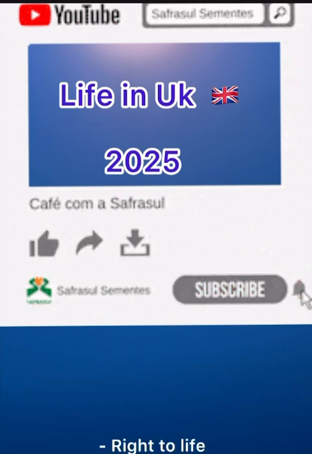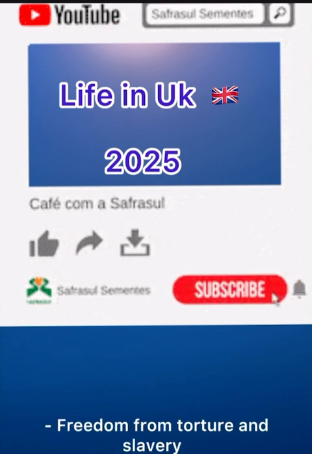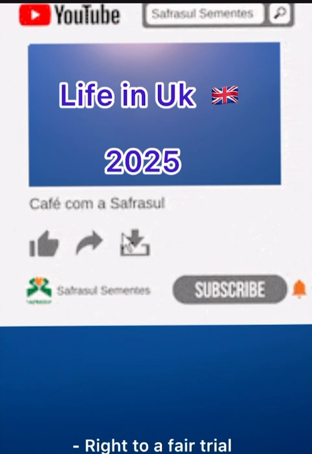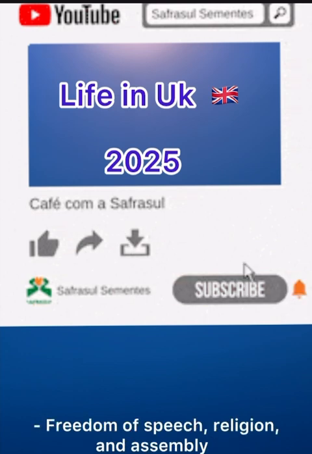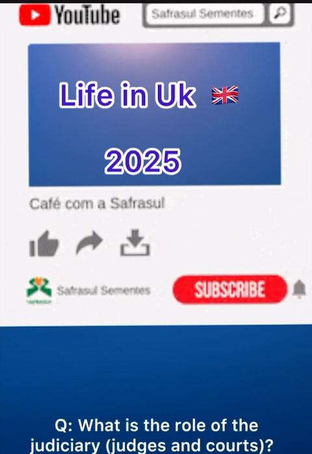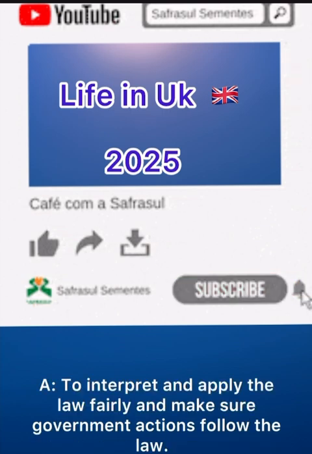Right to life. Freedom from torture and slavery. Right to a fair trial. Freedom of speech, religion and assembly. Q. What is the role of the judiciary, judges and courts? To interpret and apply the law fairly and make sure government actions follow the law.